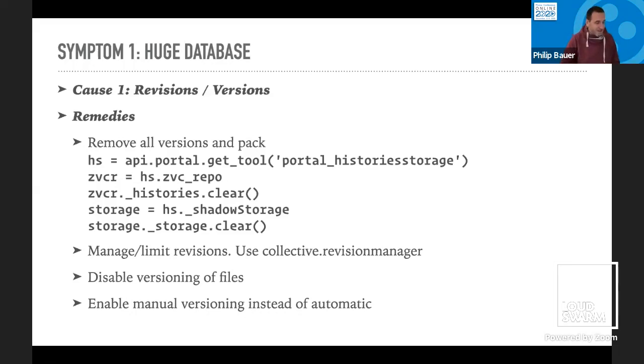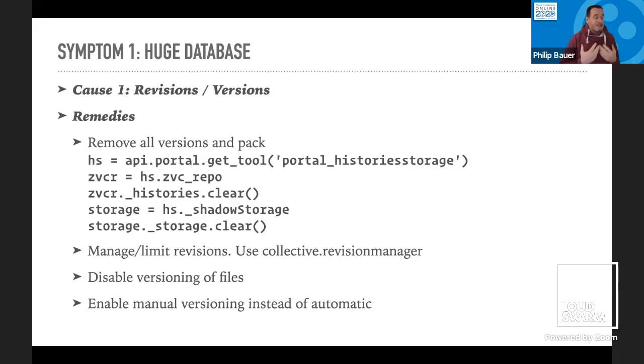The good thing is that most clients, when you ask them, hey, can we upgrade to Plone, whatever new version, can we also lose all the revisions? After some deliberation, they mostly say yes. And voila, your database shrinks from 80 gigabytes to 10 gigabytes, for example. There are these handy lines of code that you can use to just purge the whole history storage. And after you pack your database, all the old versions will be gone.